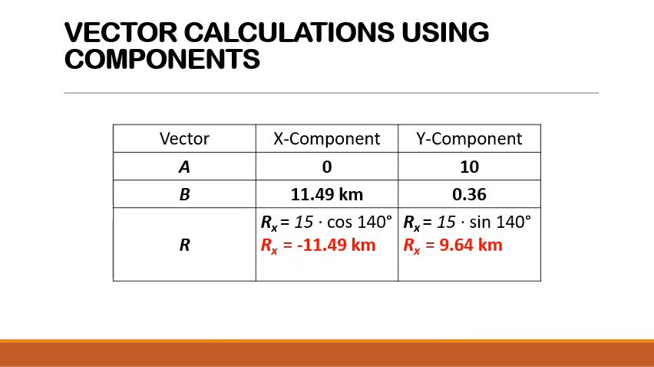So to do that, we just have to get the components. So here are the components of the vectors. We have calculated the A and the R, which is 140 degrees. So to get the components of the B vector, we just have to subtract. So negative 11.49 is 11.49 kilometers. And in this case, that's 0.36 kilometers.